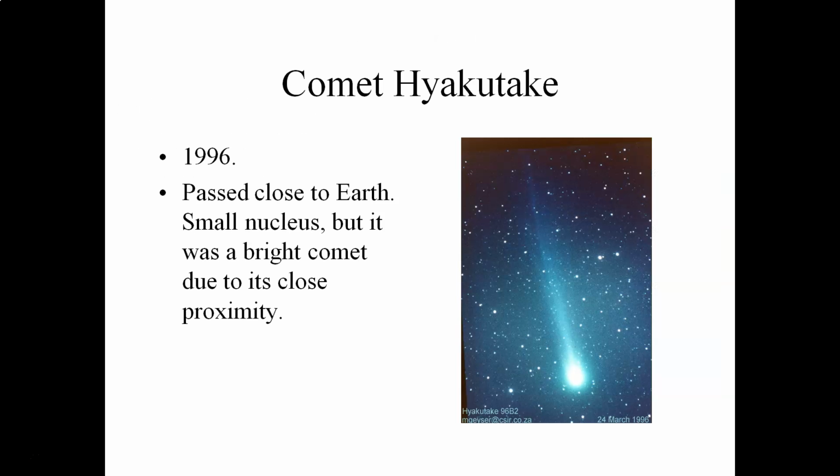Okay, here's a series of photographs of some rather famous comets over the last couple of decades. Once again, comets are usually named after their discoverers. This right here is Comet Hyakutake, which passed close to the Earth back in 1996. It had a pretty small nucleus, but it was actually a fairly bright comet due to its close proximity.